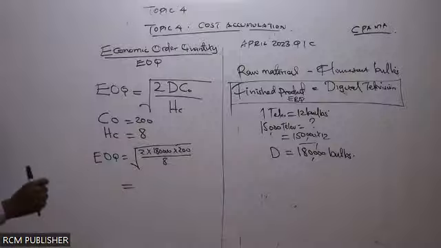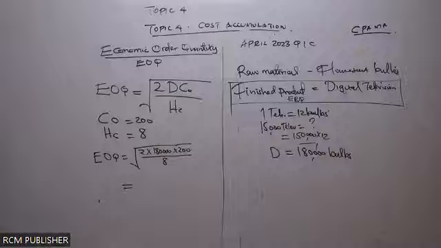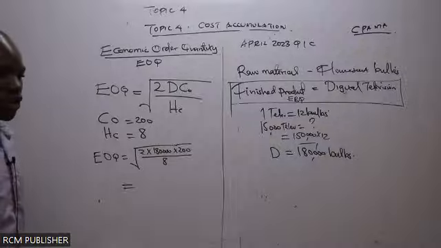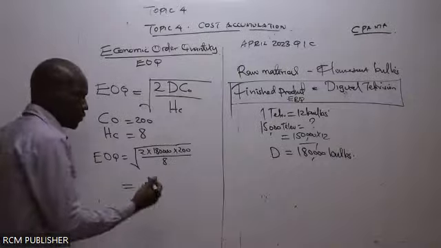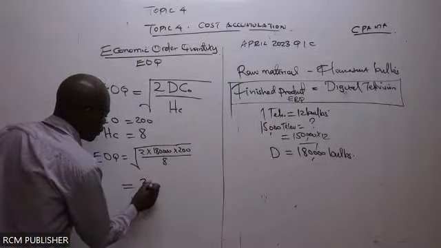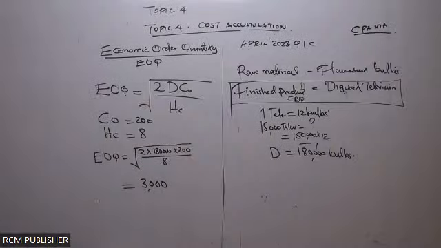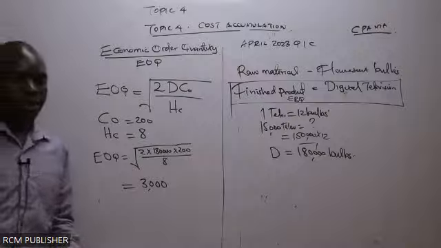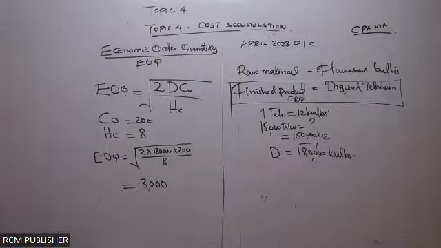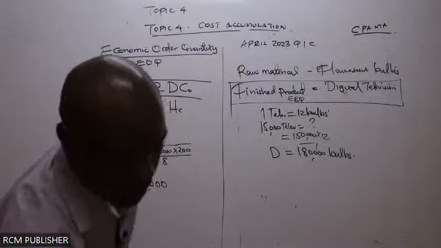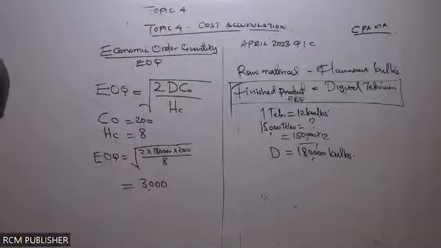Economic order quantity, what are we having? So our economic order quantity is equivalent to 3,000. That is our economic order quantity.